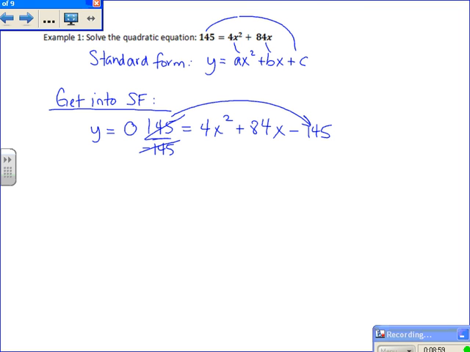This is standard form. So now I can label my a. The a value here is equal to 4. There's b. b is equal to 84, positive 84. Be careful to look at the sign in front of it. And there's c. And c has a negative on it, so it's negative 145. So there's my 3 values. Now we're going to use the formula.